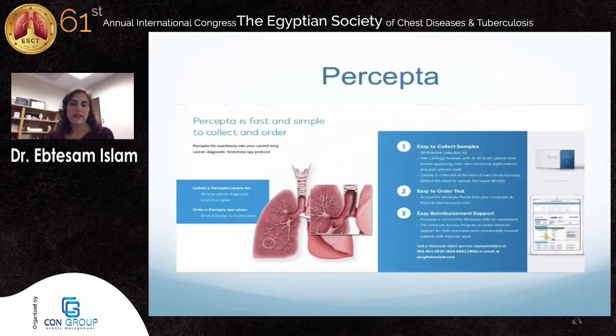So this is an example of Percepta, and how we do it is that you take 2 brushes. You take your first brush and rub the right main stem, and then you take the second brush and do the left main stem, and we cut off those brushes and send them off to the company. In the meantime, we have filled out a form stating the patient's smoking history and whether we consider them low, intermediate, or high risk, and we send that form off with our samples.